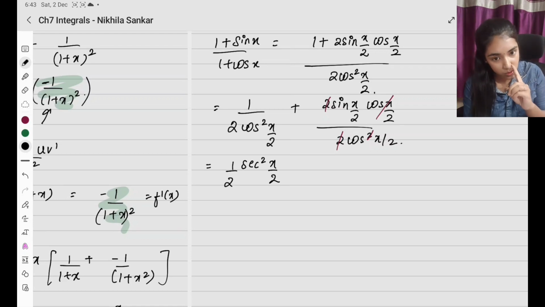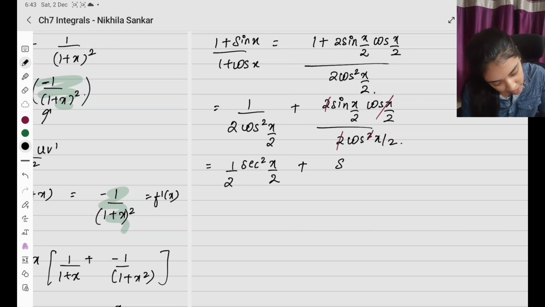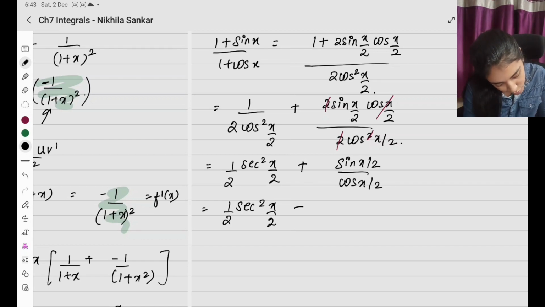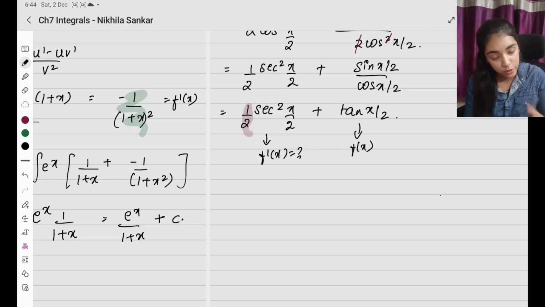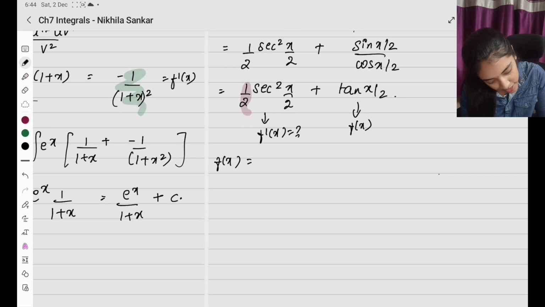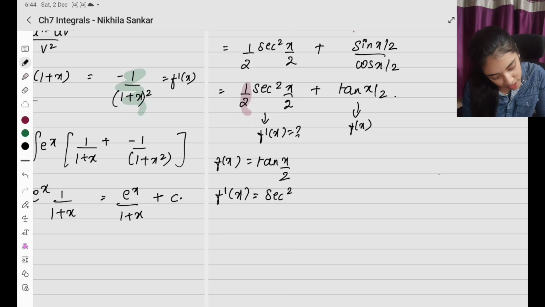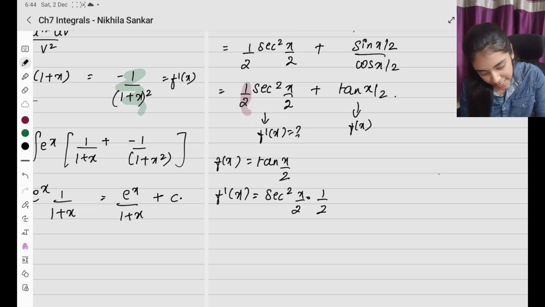1 by cos is secant, so secant square x by 2 plus, what is here? Sin x by 2 divided by cos x by 2. So this is half secant square x by 2 plus tan x by 2. So I am going to take this to be f of x and this to be f dash of x. You have to check. Okay, that is why you check. So I am taking f of x to be tan x by 2. So f dash of x is going to give me the secant square x by 2 times the coefficient of x, which is 1 by 2. So this is the exact same thing as this. So half secant square x by 2.